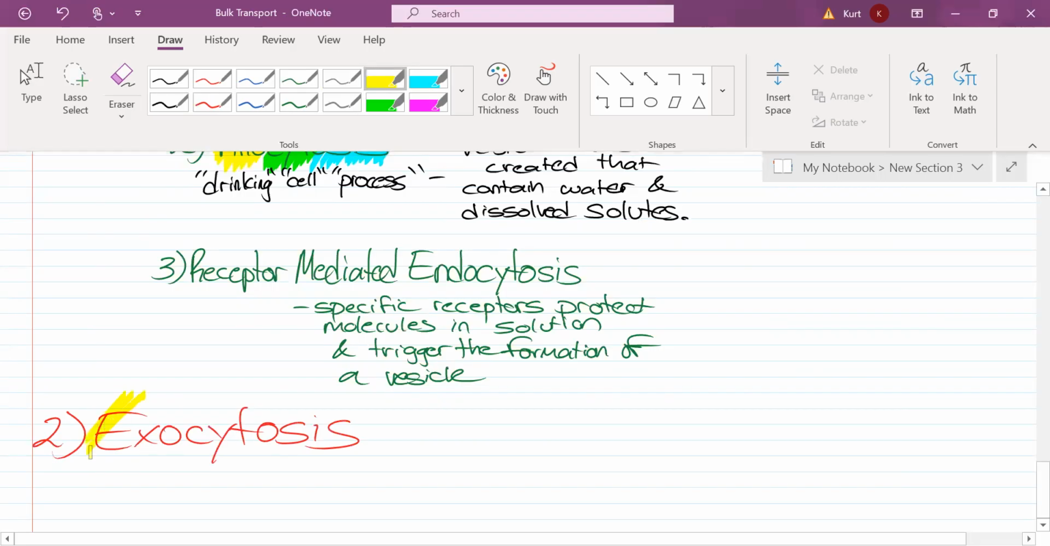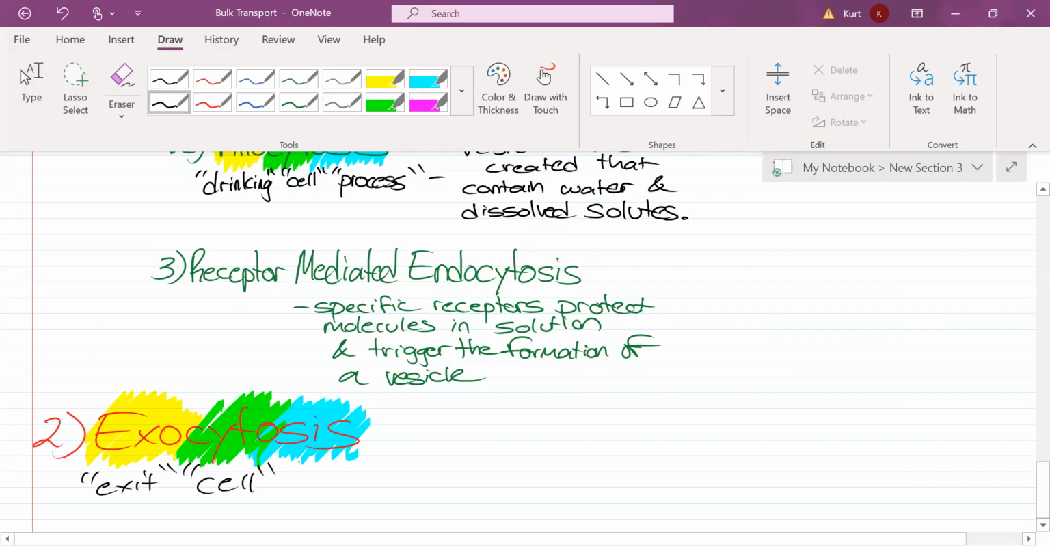Marion, what does exo stand for? Exit. Very good. Let's see. Hannah, what does cyto mean? Cell. Uh-huh. And Annabelle, what does osis mean? Process. Very good. So this is exit, cell, process.